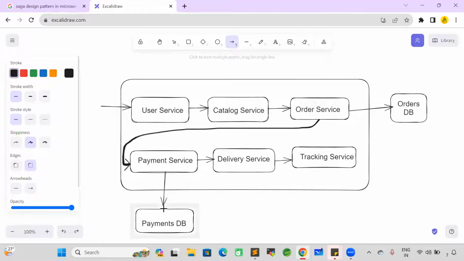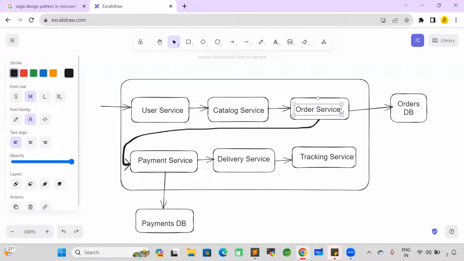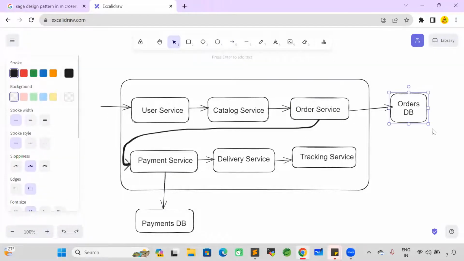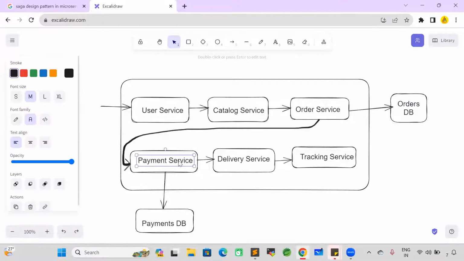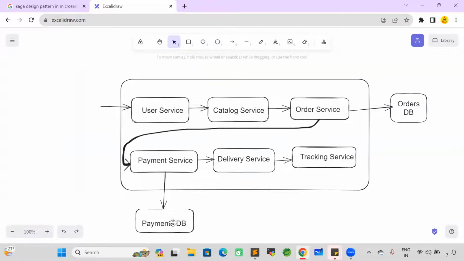So first, the user will place the order. The order will be created in the orders database. Then the user will go to the payment, and the payments will be maintained in the payments database.